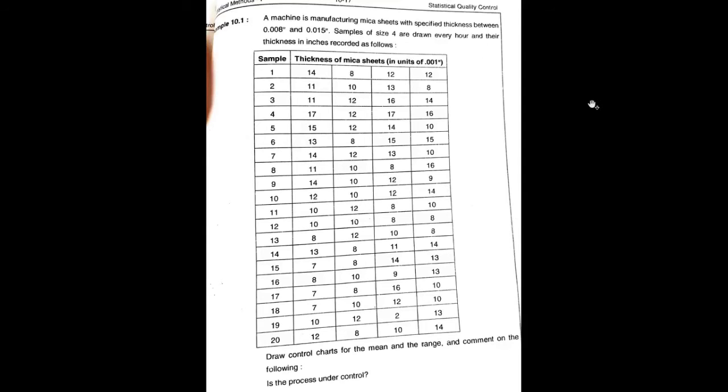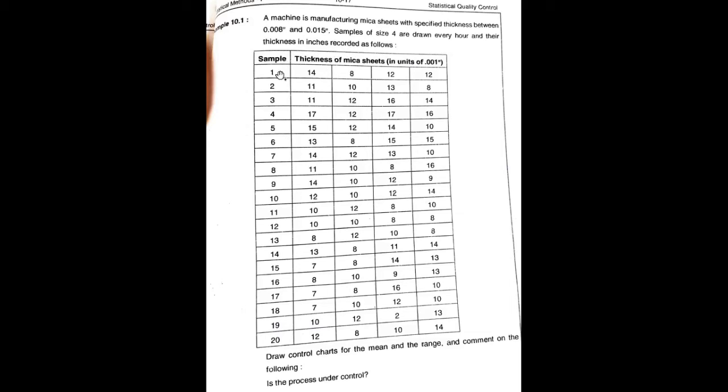See the next example. A machine is manufacturing mica sheets with specified thickness between 0.0008 inches and 0.015 inches. Samples of size 4 are drawn every hour and their thickness in inches recorded as follows.